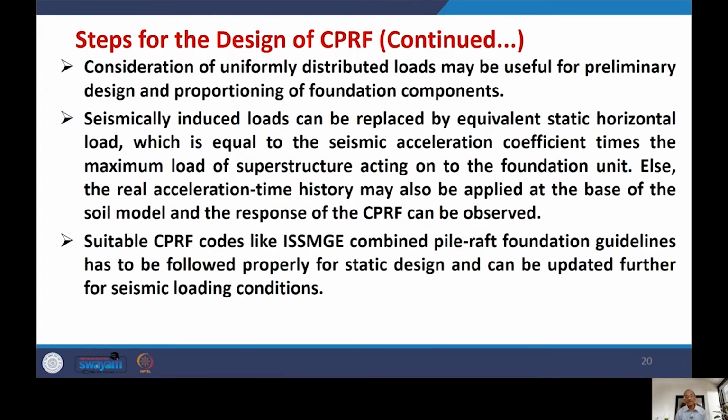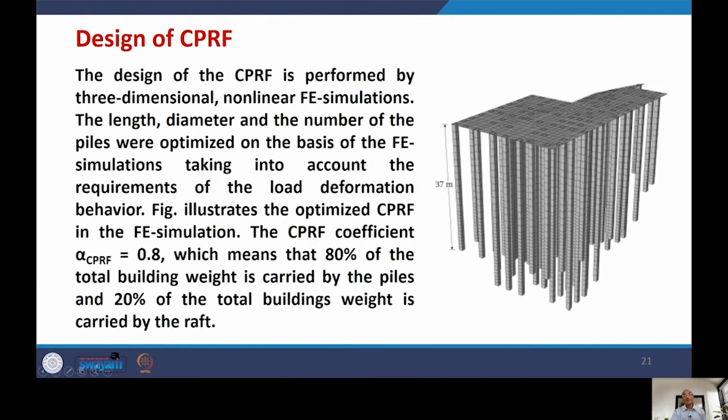Suitable CPRF codes like the ISSMGE combined pile raft foundation guidelines have to be followed properly for static design and can be updated further for seismic loading conditions. So it is possible that you can have the CPRF codes published by ISSMGE, but most of the codes are on the static case, and then for the dynamic case, you can extend the same.